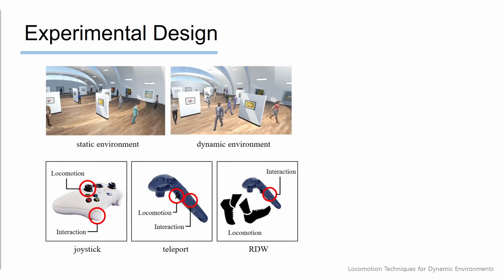The experimental design consists of 6 different conditions, depending on the environment and locomotion techniques. In the JS condition, participants use a joystick in a static environment. TS condition means that users teleport in a static environment. In the RS condition, participants use redirected walking to move in the static environment.